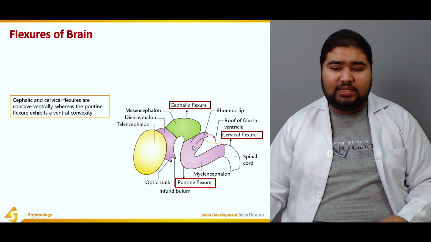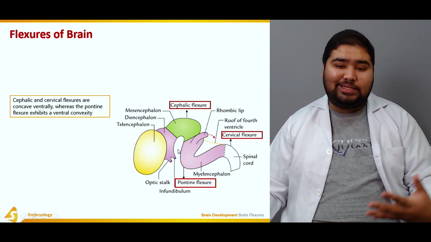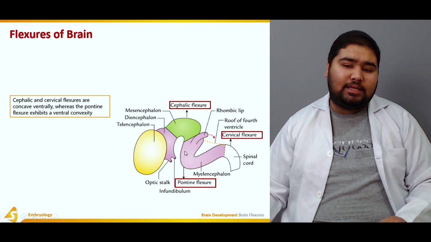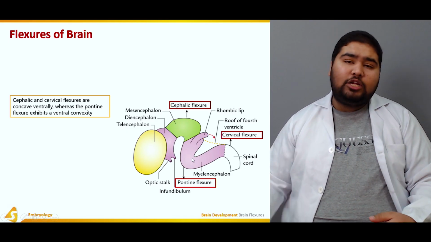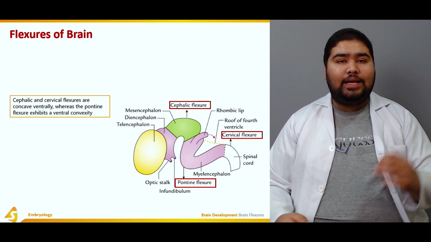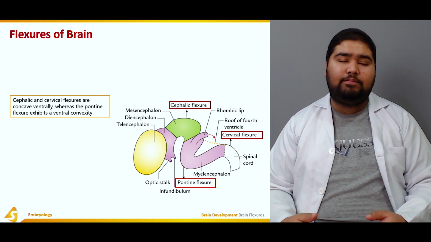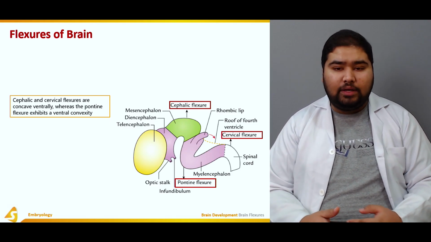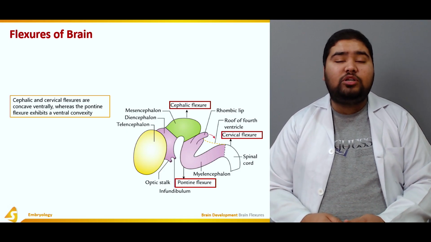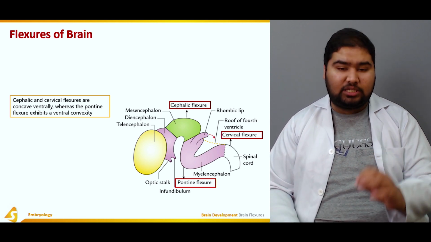Whereas the Pontine flexure, here you can see this is the Pontine flexure, exhibits a ventral convexity. Here you can see it is convex as compared to the ventral wall of the body. So now we are comparing these flexures to the ventral wall of the body. The cephalic flexure and the cervical flexure both lie concave as compared to the ventral wall of the body. However, the Pontine flexure lies in convexity with the ventral wall of the body. We'll see the importance of this concavity and convexity in a little detail in a little while.